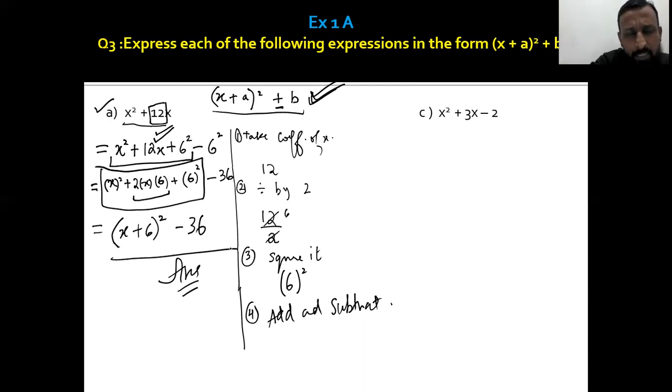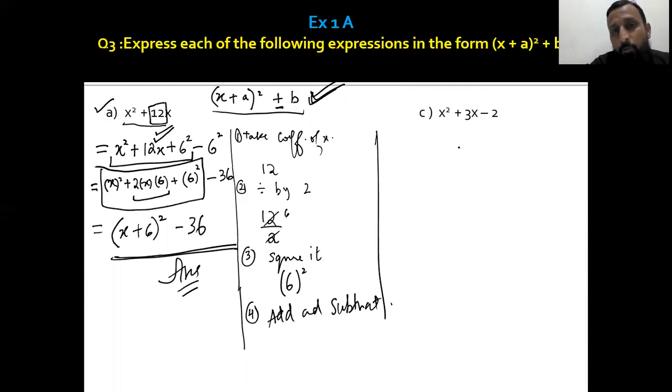So this is our answer. We have a bracket that shows you it's a perfect square. It is showing you the whole square minus 36. Let's do the same question again over here. Now x square plus 3x minus 2.